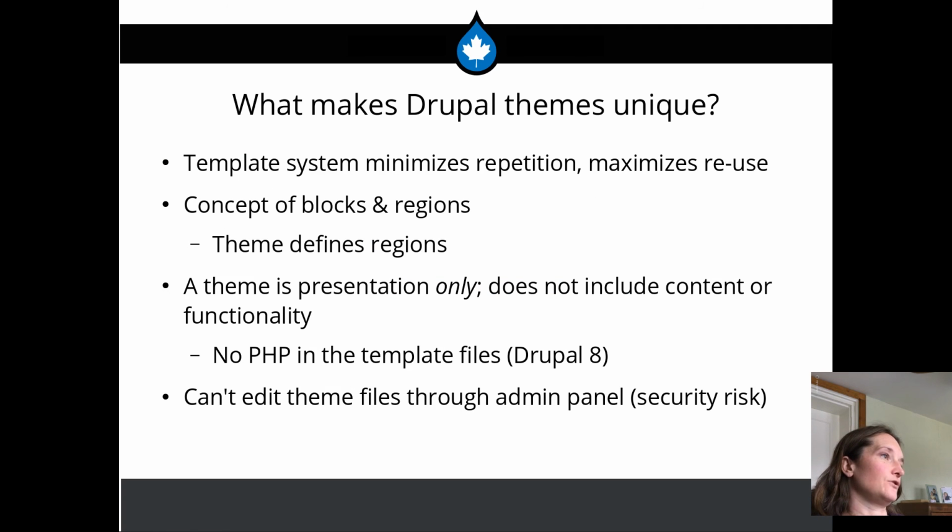So what makes Drupal themes unique or maybe different from especially something like WordPress? The template system minimizes repetition and maximizes reuse. So we want to kind of abstract. The templating system is designed to abstract the HTML markup from the specific context where it might be placed, for example. We have this concept of blocks and regions.